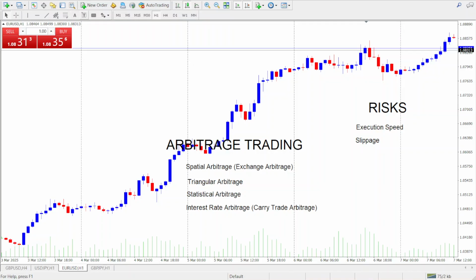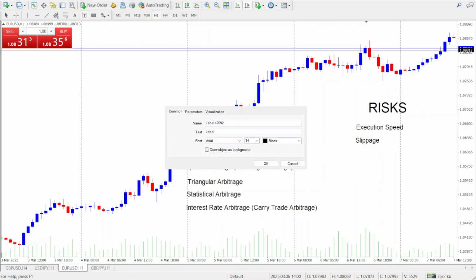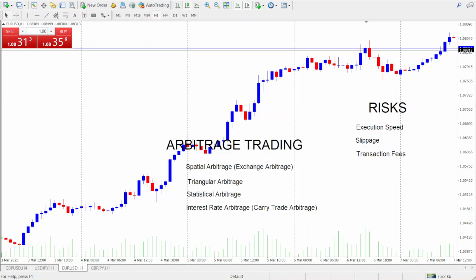The next risk we're going to be talking about is transaction fees. Transaction fees is another major risk when it comes to arbitrage trading. Now, spreads, commissions, and withdrawal fees can eat into your potential gains. So always calculate your net profit after all costs before executing a trade.